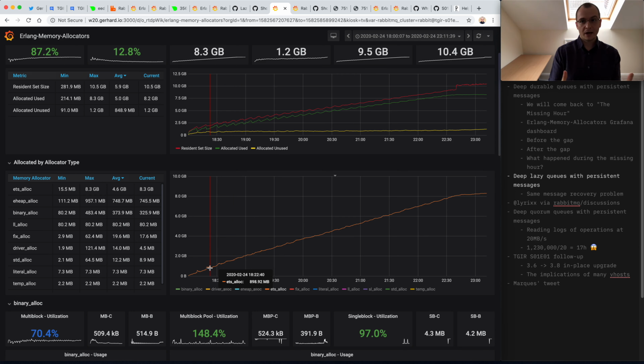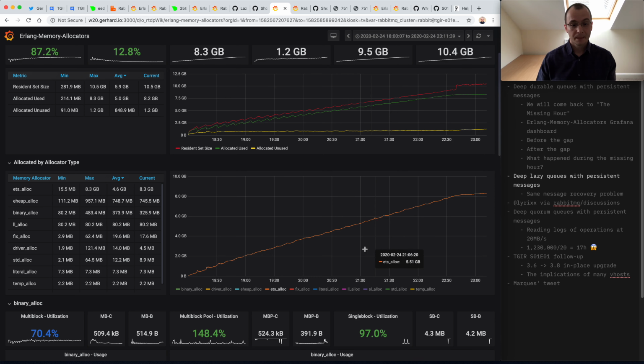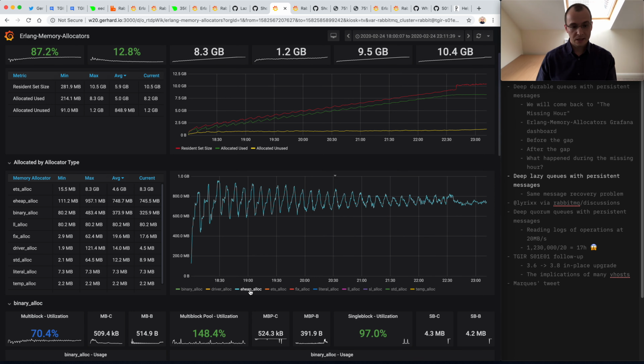So we still have to keep track of all those messages, the position in the queue, and so forth. And that goes up and up and up all the way to 8 gigs. So the bulk of the memory used, which in this case is 10 gigs, is actually ETS, right? So like 80, 80+% is ETS. And the eheap, that's basically the processes. Again, they need less memory.